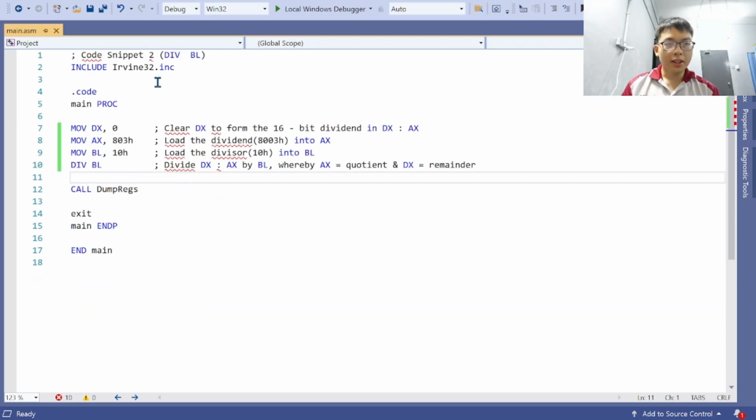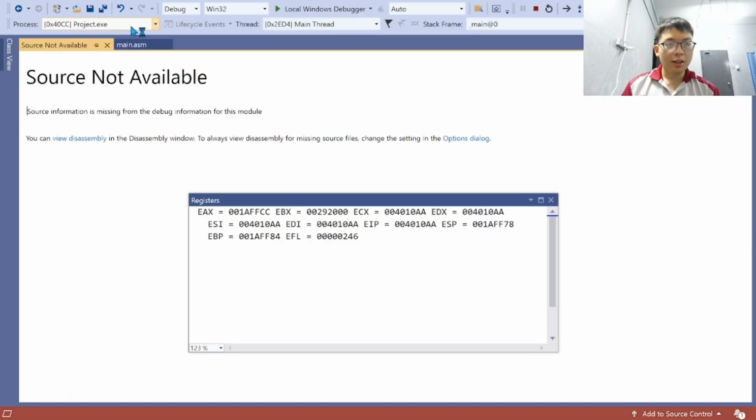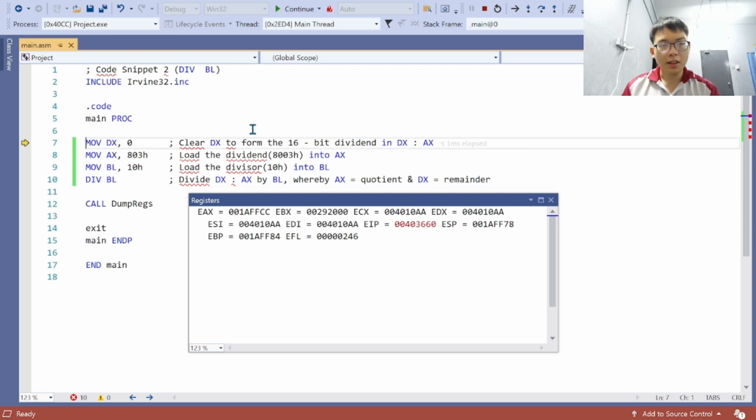For question 6, we didn't declare any variable because we use immediate addressing. Okay, start over to start the debug. And start over again. The first line is move 0 into dx. After executing this line, the dx becomes all 0. The second line is move 803 in hexadecimal into ax. And after executing this line, the ax becomes 0803.